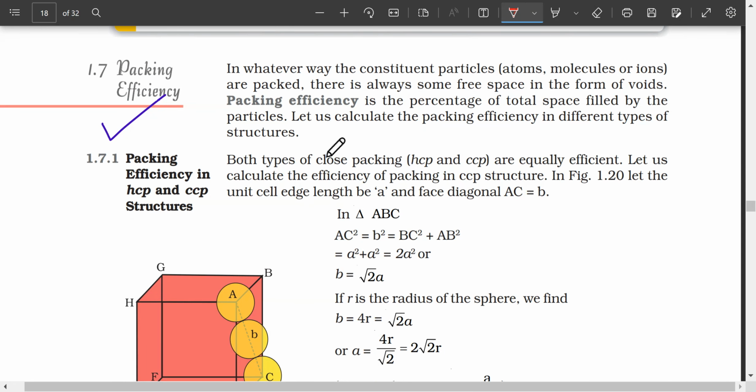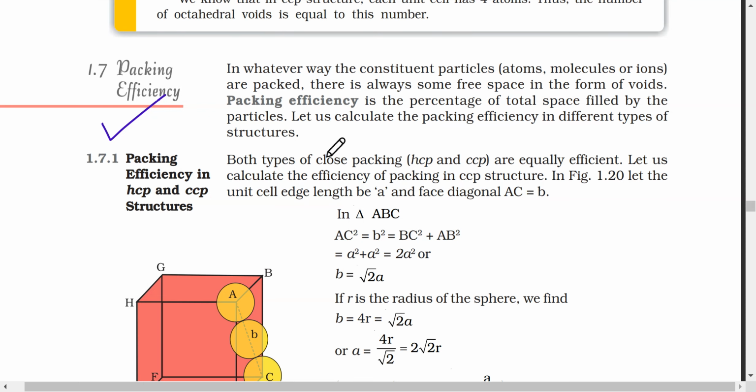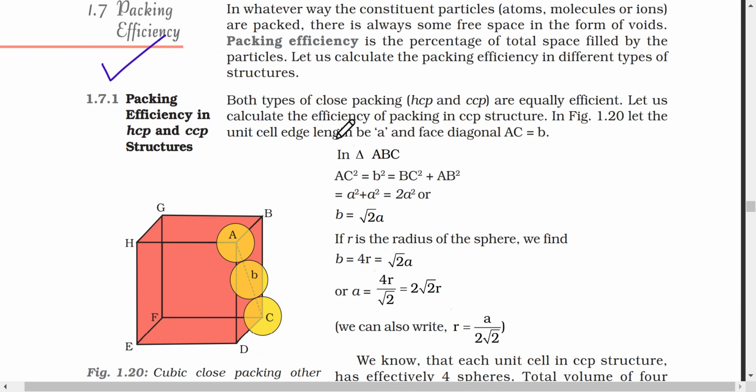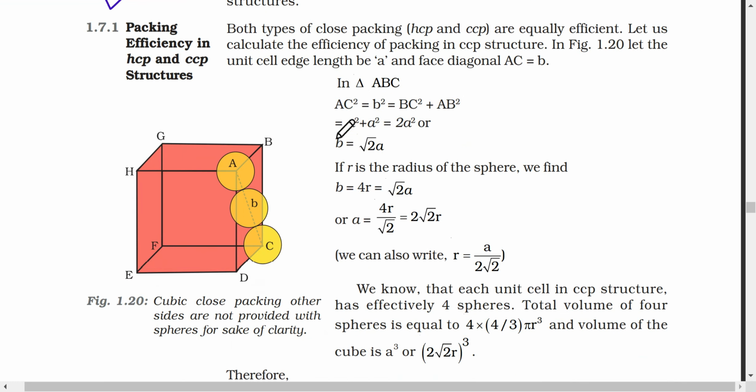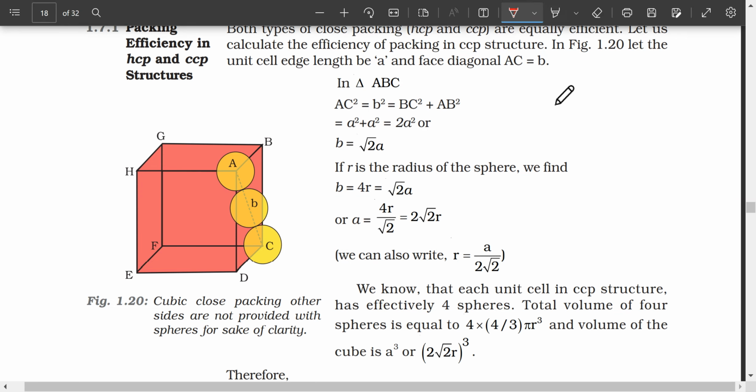In whatever way the constituent particles are packed, there's always some free space in the form of voids. So packing efficiency basically is the percentage of total space filled by the particles. ठीक है, कितना packing है, self explanatory again. Packing efficiency in HCP, CCP structures, इनमें दोनों में you have equally efficient. ठीक है, let us calculate.